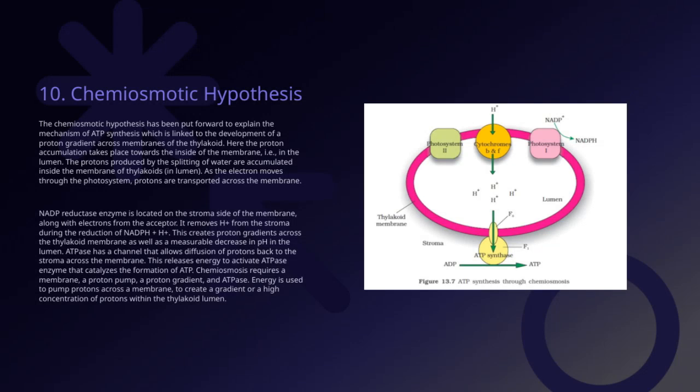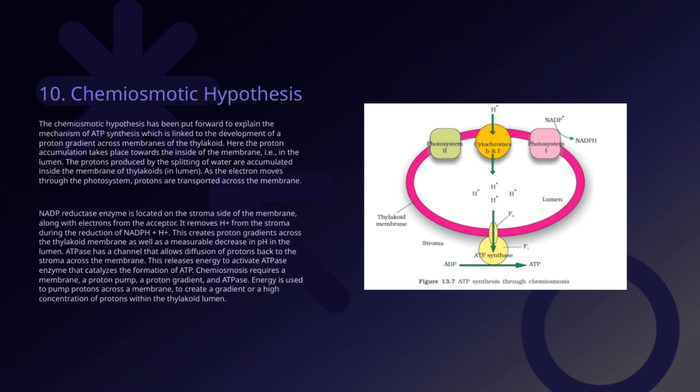NADP reductase enzyme is located on the stroma side of the membrane, along with electrons from the acceptor. It removes H+ from the stroma during the reduction of NADP+ to NADPH plus H+. This process creates proton gradients across the thylakoid membrane, which is really important for energy transfer. It also causes a measurable decrease in pH in the lumen, meaning the inside of the thylakoid becomes more acidic.